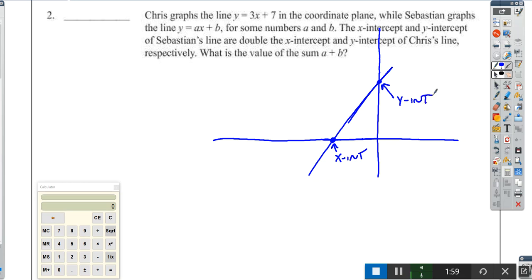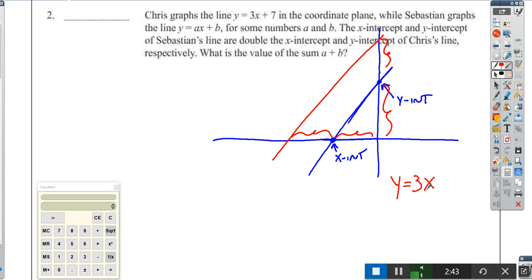And we know that the x and the y-intercepts are doubled when we look at Sebastian's line. So Sebastian's line has to look something like this, where this distance matches this distance. So clearly I'm not trying to scale, but whatever. Well, what can you tell me about these two lines? These two lines are parallel. Therefore, the slope of Sebastian's line has to match the slope of Chris's line, because parallel lines have the same slope. So right away, I can say that Sebastian's line is going to be y equals 3x.